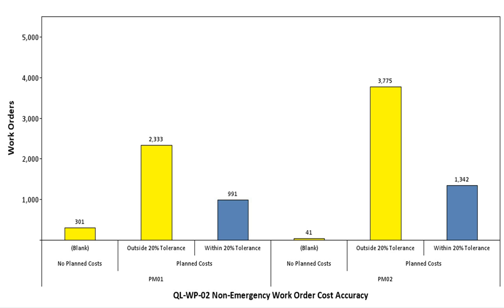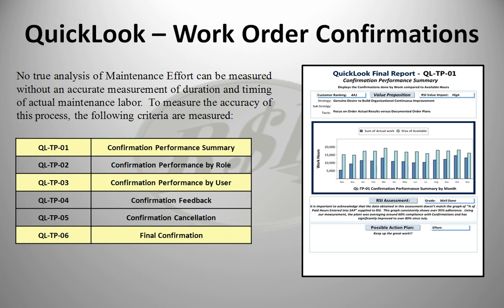This graph represents non-emergency work order cost accuracy. The yellow shows most orders, through lack of planning or poor execution, are outside the tolerance of 20%.